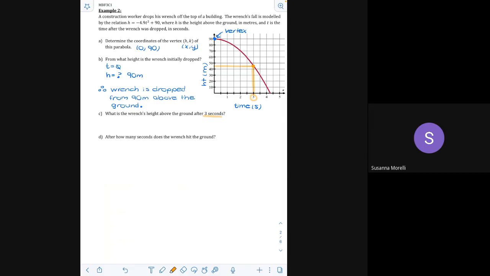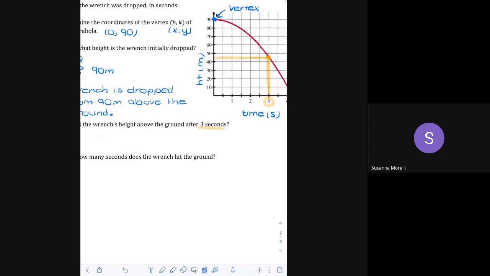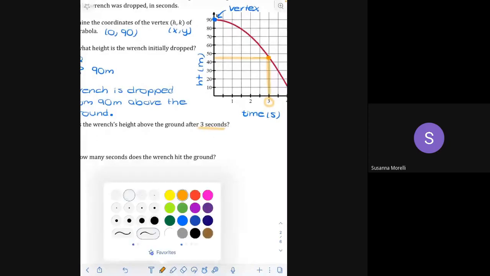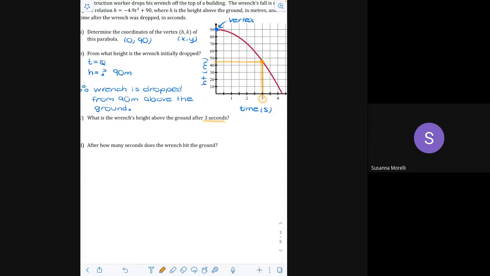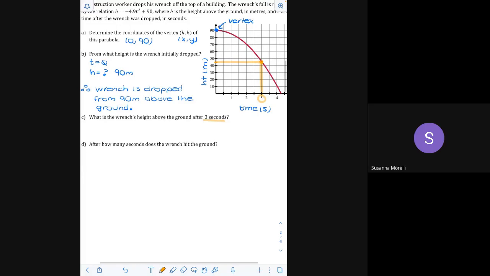So find your 3 seconds on the x-axis. Move your pencil up until you hit the parabola, and then move your pencil over to estimate the y value. You'll see here, it's between 40 and 50. Again, our tick marks or scale is going up by 10. So we're going to do the best we can to estimate that. That would be like 44, 45. It's approximately, so we're going to use that little squiggly. I'm going to just say 44 meters.